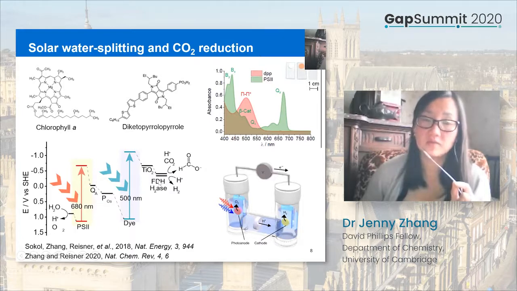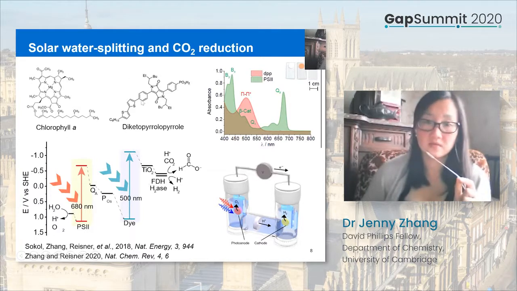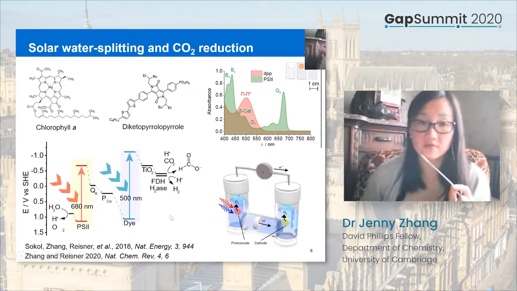And then we can spontaneously drive water splitting to produce hydrogen without the need for external energy. And more than that, we can swap out the enzymes to some other enzymes. So in this case, it's a formate dehydrogenase to do CO2 reduction. And all of this is autonomous. So this was very exciting.